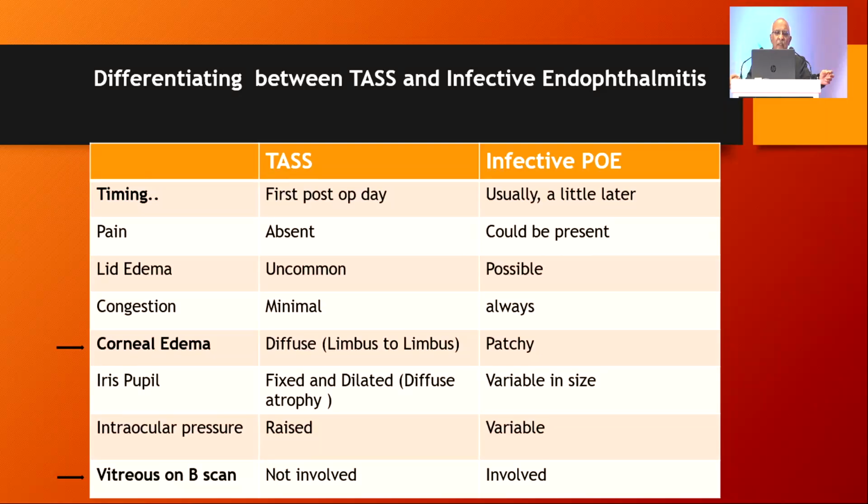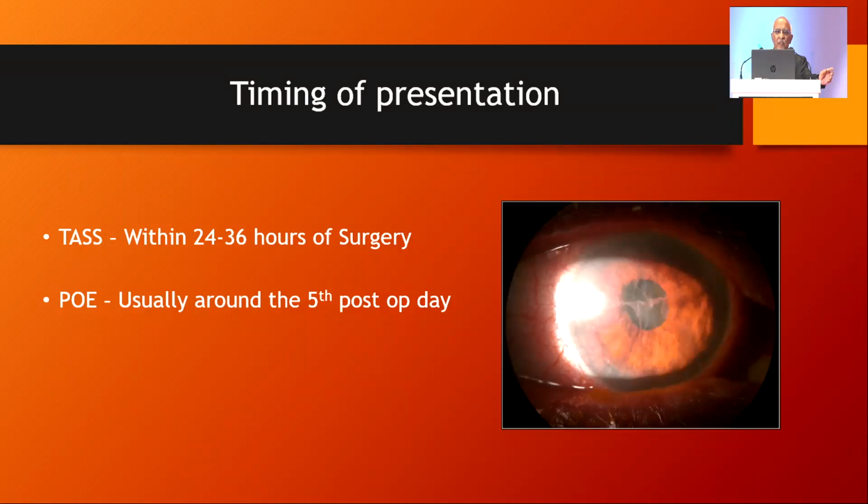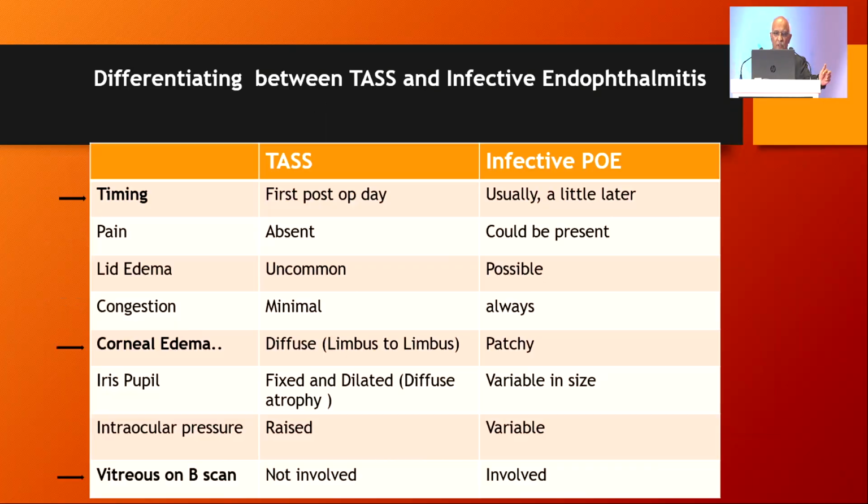So here is the famous list of differentiating factors, but I would like to draw your attention to the three marked with the arrows: the timing of occurrence of the inflammation, the corneal edema, which is different in both, and the vitreous on B scan. Regarding timing of presentation, TASS usually occurs within 24 to 36 hours of surgery, while postoperative endophthalmitis usually occurs around the 5th day of surgery.